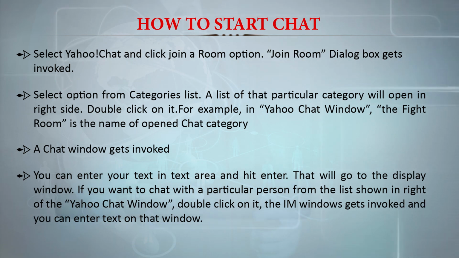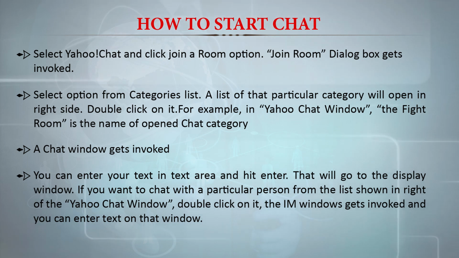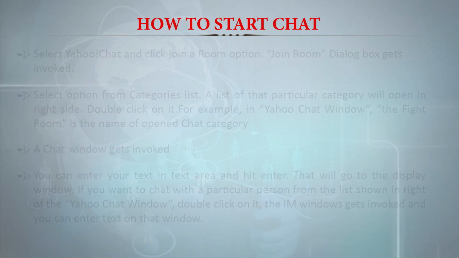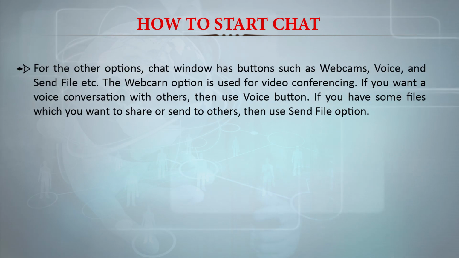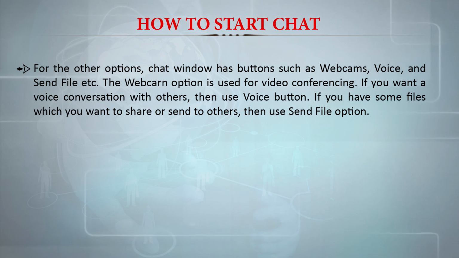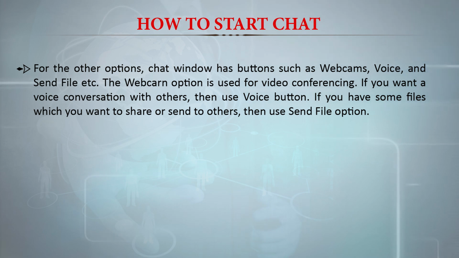Then we will go to the display window, and if we want a chat with a particular person from the list shown on the right of the Yahoo chat window, then we have to double click on it. The instant message window gets invoked and we can enter text in that particular window. And in the case of other options, the chat window has buttons such as webcam, voice and send file, and there are many other options. The webcam option is used for video conferencing, and if you want a voice conversation with others, then use the voice button. If you have some files which you want to share or send to others, then use the send file option.